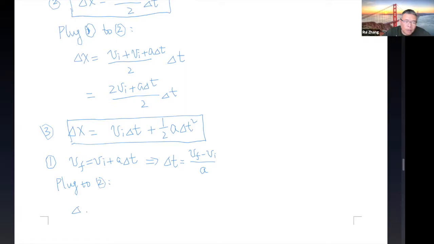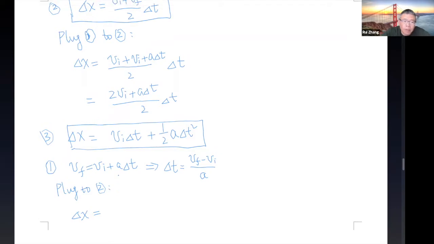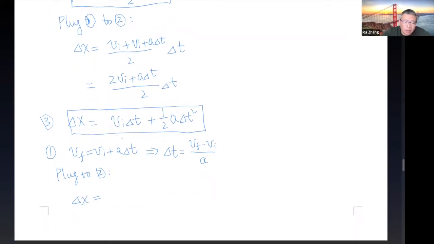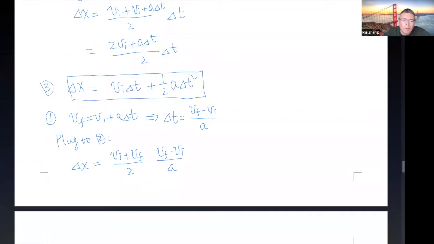we get another formula. Delta x equals, remember, vi plus vf divided by 2 times delta t. So vi plus vf divided by 2 times vf minus vi divided by a. When you multiply these together, you have 2a in the denominator, and vi plus vf times vf minus vi is just vf squared minus vi squared. You can multiply this out yourself. It's pretty easy. You get 4 terms, some terms cancel out, and what is left is this term. So that's our fourth formula.